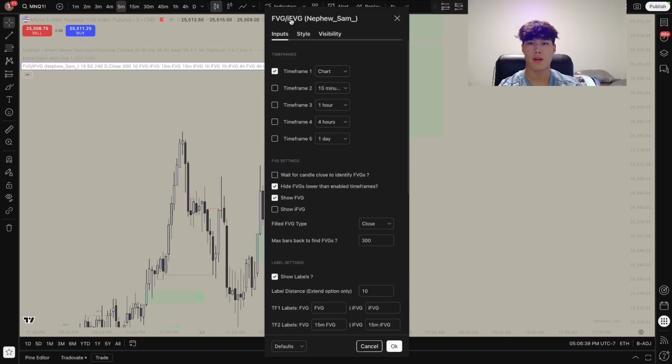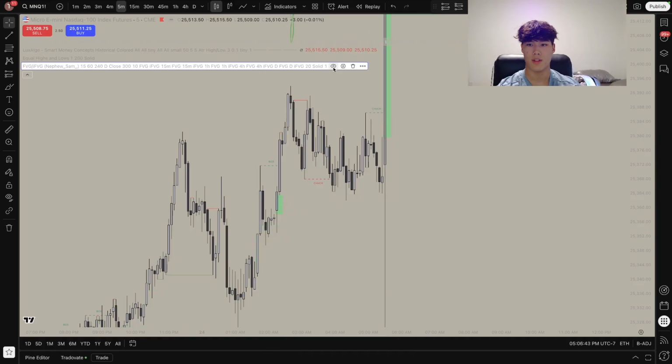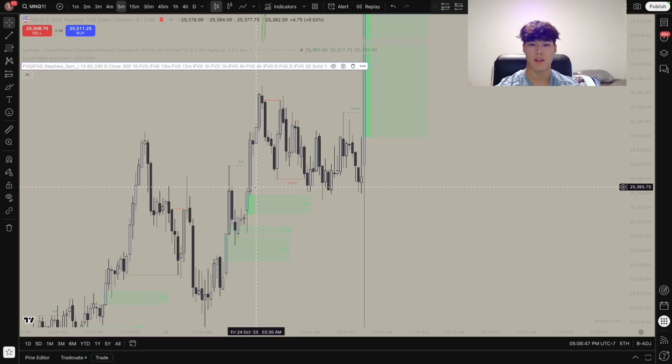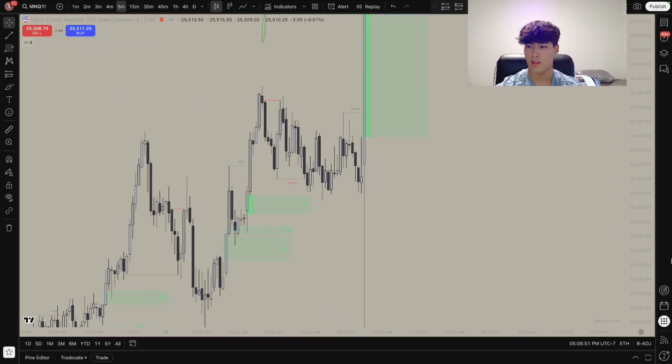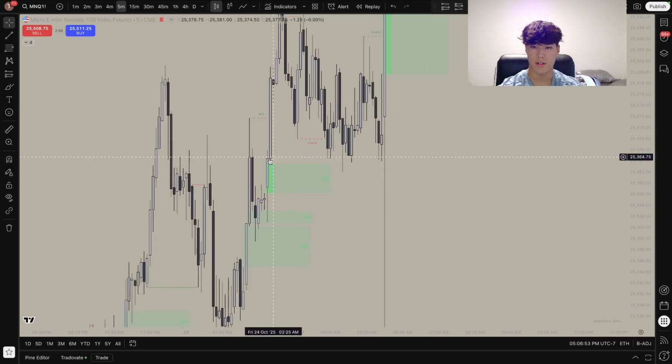It's Fair Value Gap / Inverse Fair Value Gap by Nephew Sam. This is what it does. It pretty much marks out all the fair value gaps that have not gone away. So, for example, let's dive into this one right here. Just look at my cursor. This is what I'm looking at.